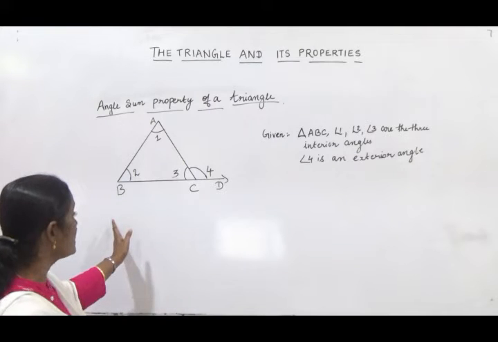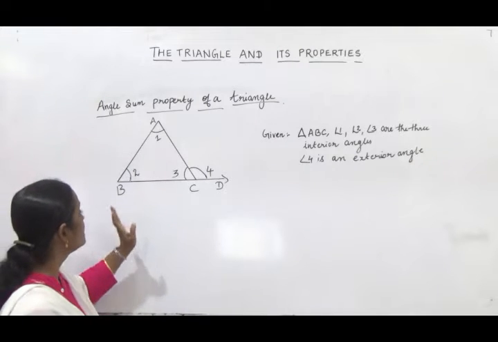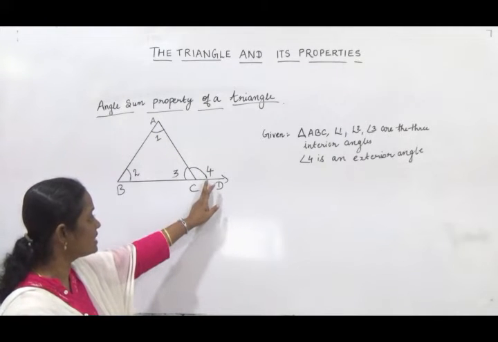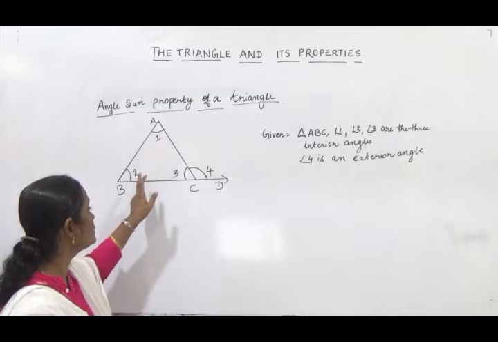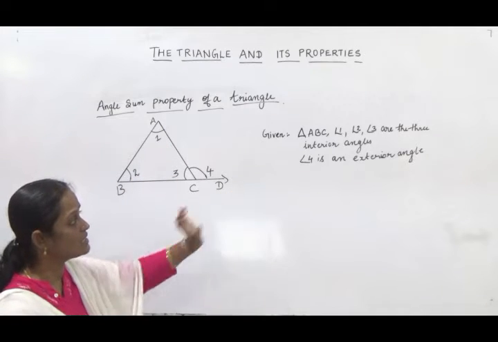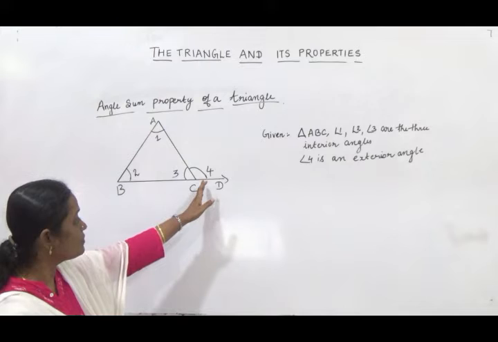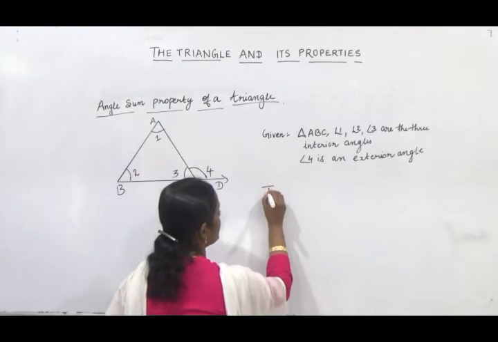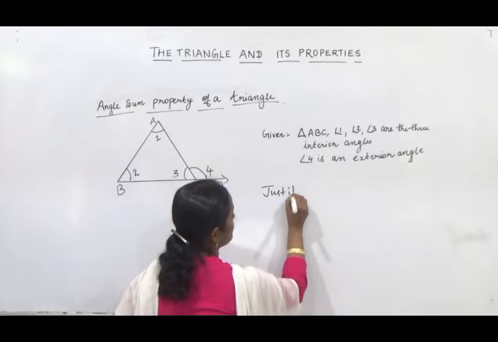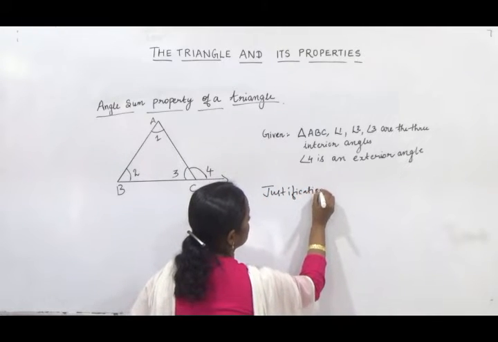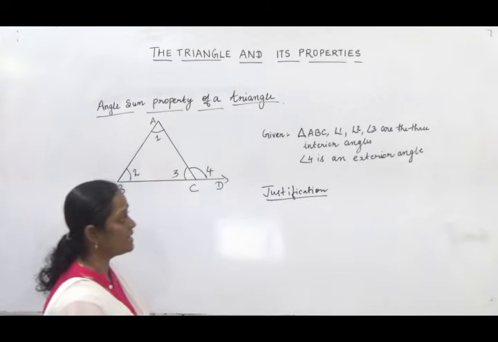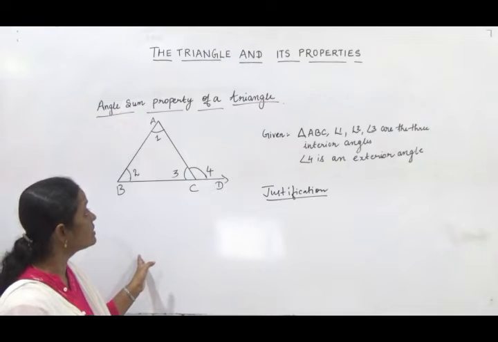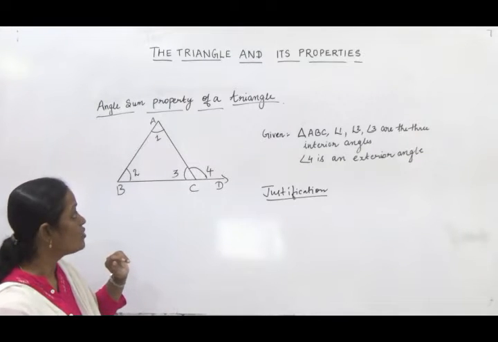Students, we can also verify the angle sum property by using the exterior angle property. Here, the triangle ABC is given, in which the side BC is produced to D to form the exterior angle ACD. It is marked as angle 4, and angles 1, 2 and 3 are the interior angles of the triangle, and angle 4 is the exterior angle. So here we have to verify that angle 1 plus 2 plus 3 is 180 degrees. We can verify it by using the exterior angle property.